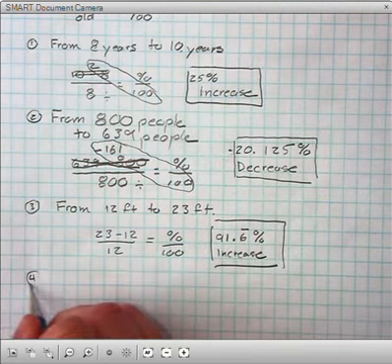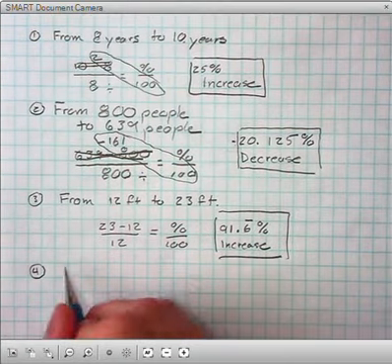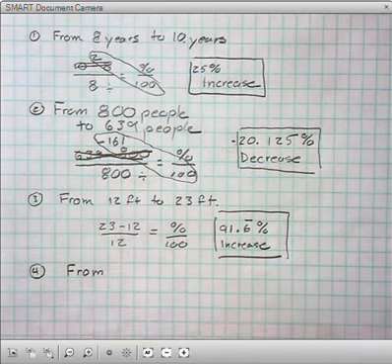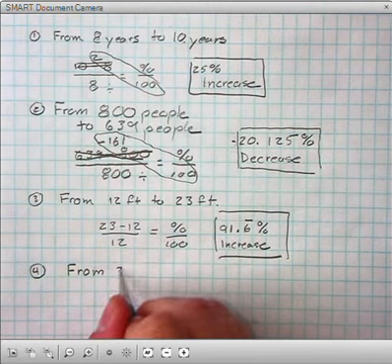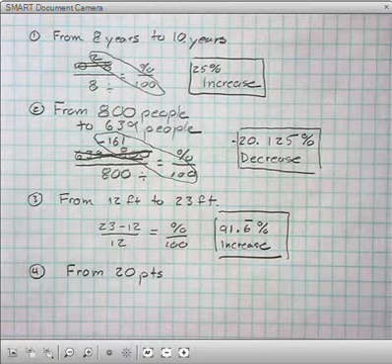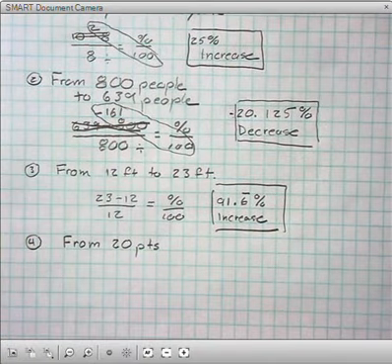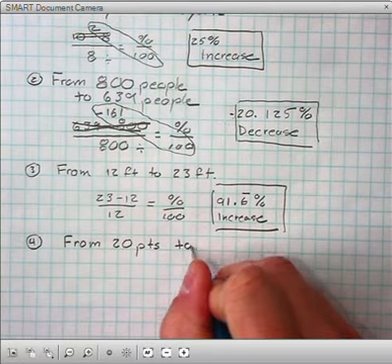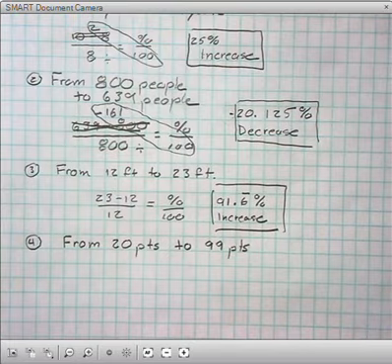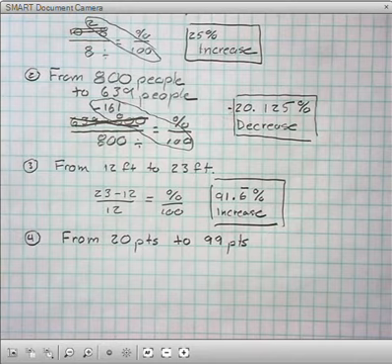Let's try one more. What if we look at basketball? All right. Let's say last season the girls team scored 20 points the whole season. What? That's not good at all. This year they score 99 points in the season. Almost got to 100. What was the percent of increase?